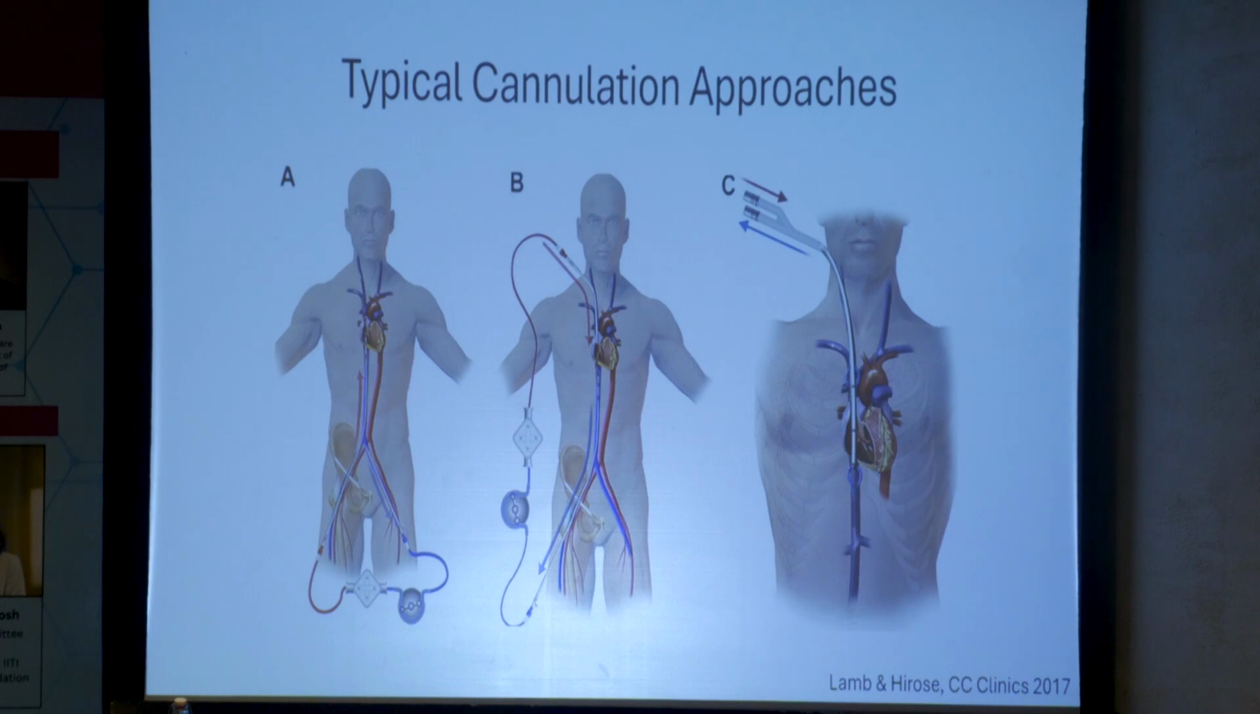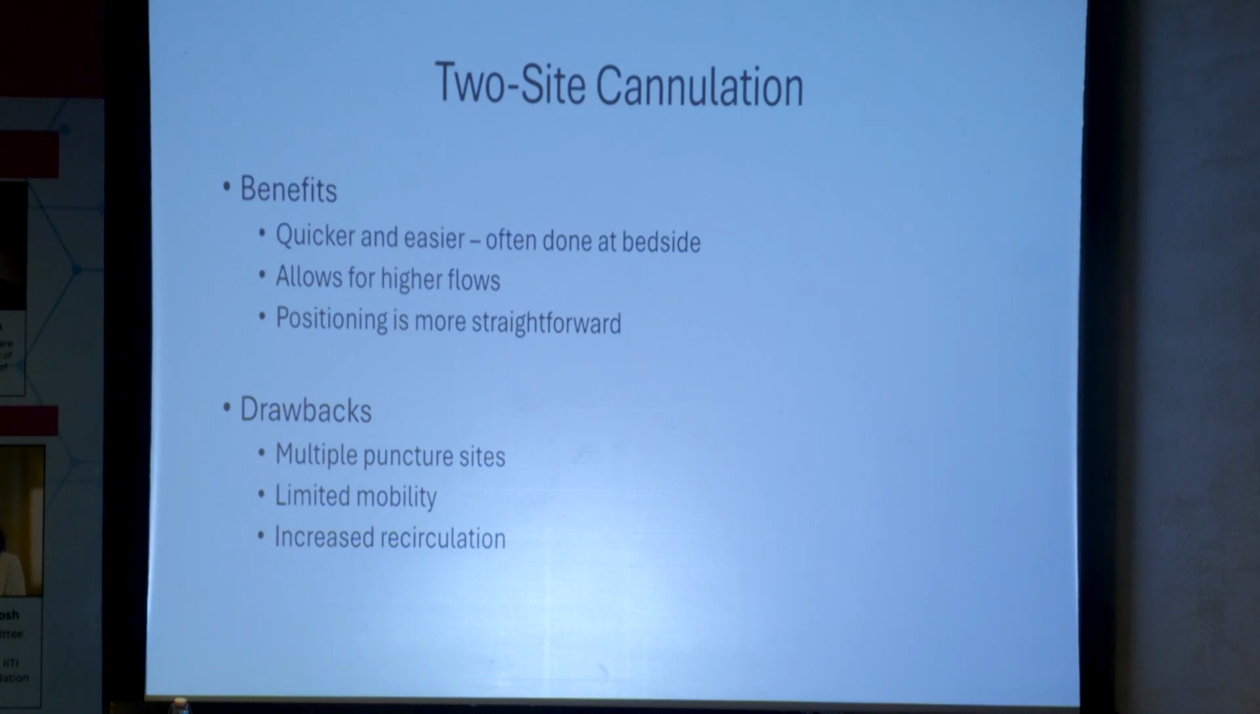You have in the middle 1 cannula in a femoral vein and 1 cannula in a jugular vein. And then you have on the far right a single cannula which has 2 lumens that goes in through the internal jugular vein and goes down to the IVC and allows you to drain blood from the IVC and from the SVC and then reinfuse it directly into the right atrium. That's the newer configuration, but it's been around for quite some time now. I'm going to go into these in some more detail.